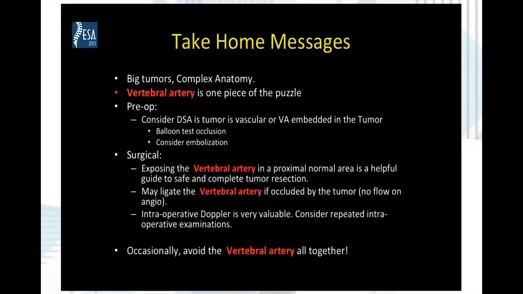artery. So the take-home message: these are complex cases with big tumors. Vertebral artery anatomy is one piece of the puzzle. You have to consider the pathology, the surgical risks, and exploring the vertebral artery preoperatively, and knowing the anatomy is required, and you need an expert neuroradiologist for that. And occasionally, avoiding the vertebral artery altogether is a better solution.